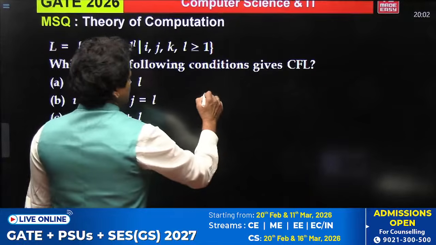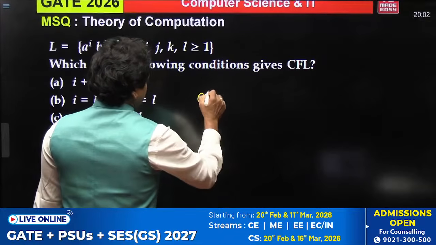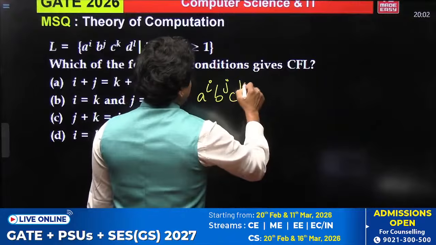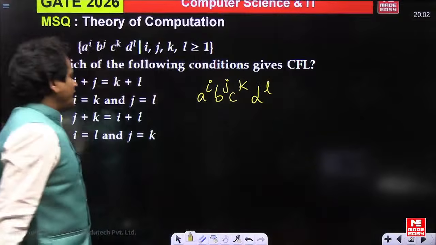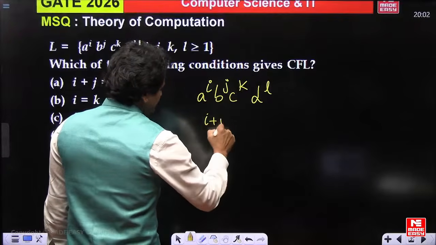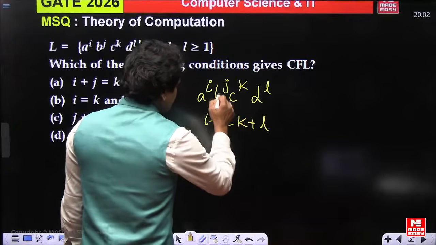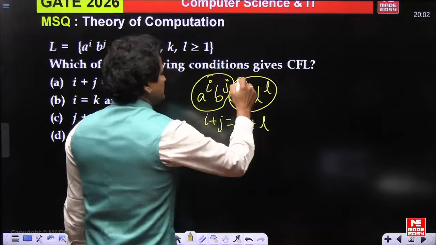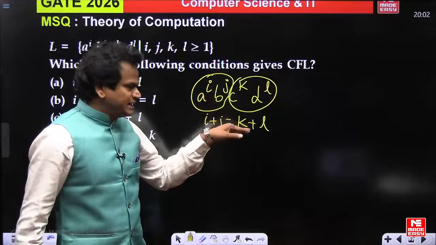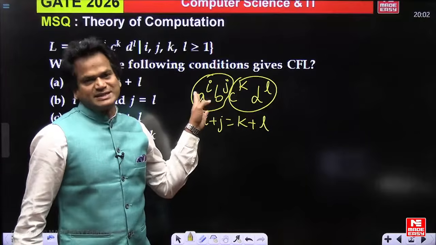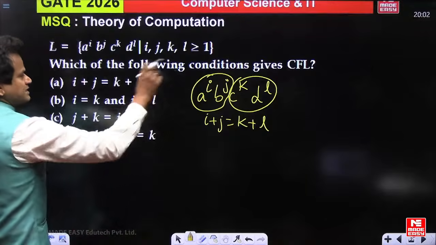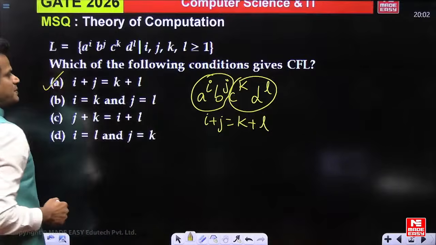Here, in the first option, a^i b^j c^k d^l with i plus j equal to k plus l. The sum of these two must be equal to the sum of these two. So what we do, we push all the A's, we push all the B's. When C comes, D comes, we pop the A's and B's. So, this is possible, which is actually a DCFL. Anyway, a DCFL is also a CFL.